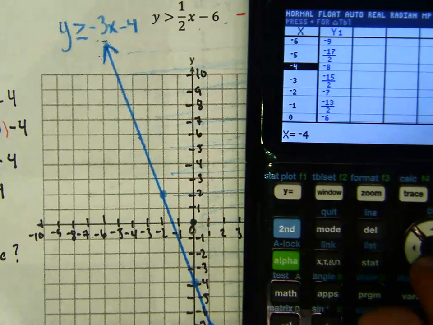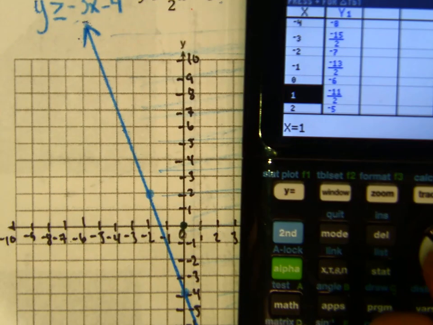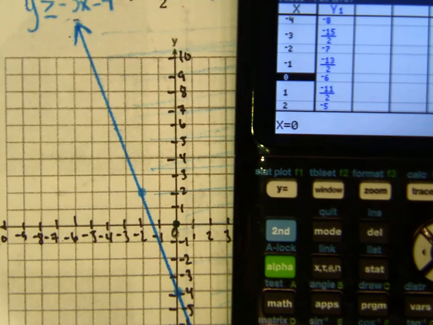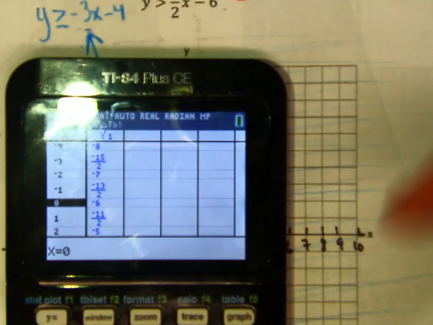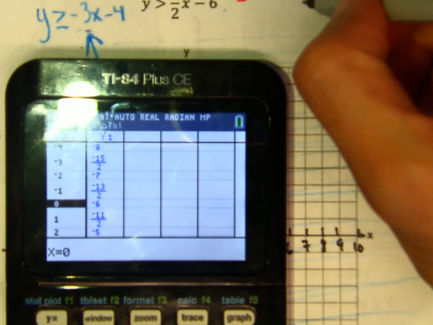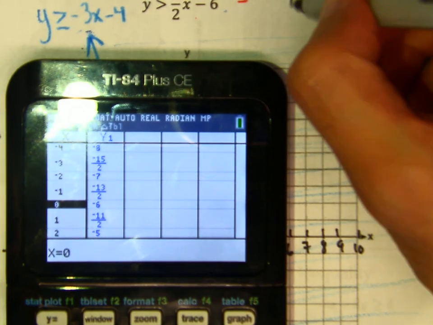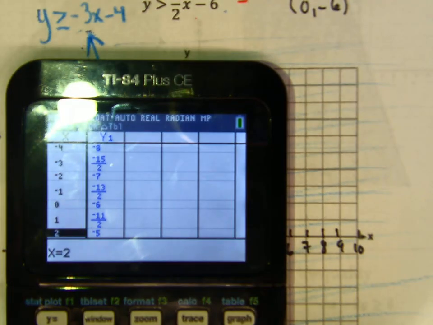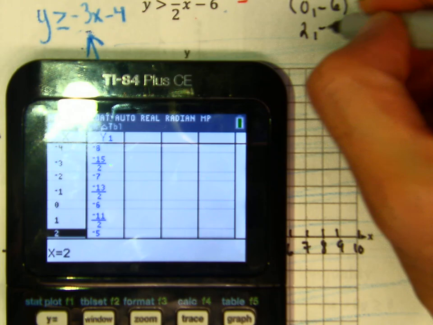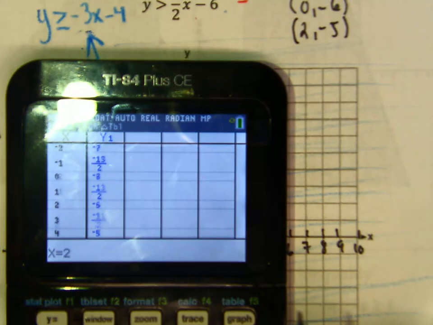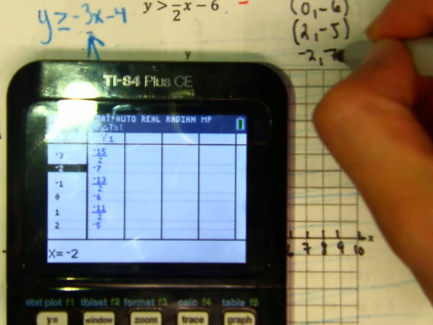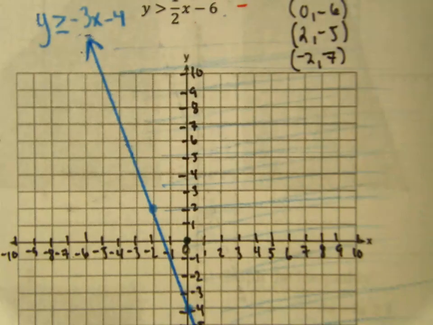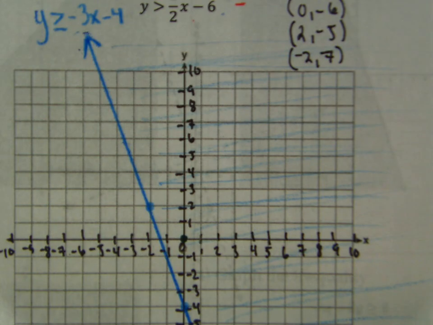So let's take a look. What are some good points? I see 0, negative 6 is a good point. So then what I'm going to do is I'm just going to write some of my good points over here. So 0, negative 6, that's a good point. What's another good point? 2, negative 5, right? Avoid the fractions. And let's pick a negative number. Negative 2, negative 7. Okay. So I have my 3 points. If you picked 3 other points, it does not matter.